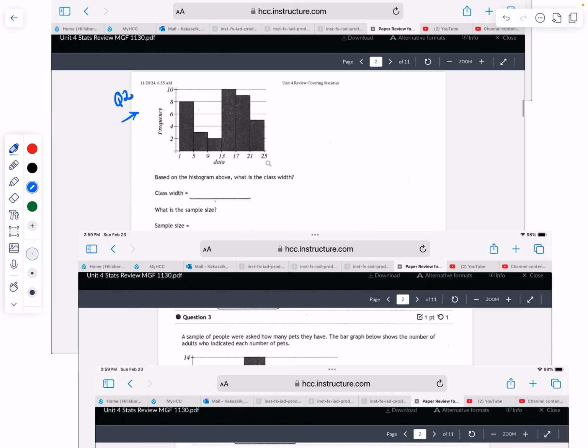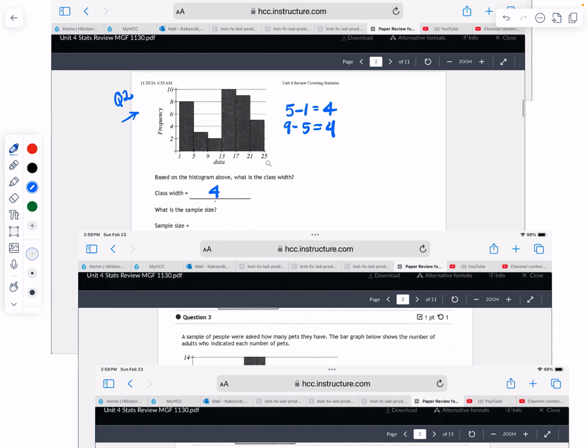Okay, so I'm trying to figure out how wide each of these histogram bars are. So if I look at the first one, it goes from 1 to 5. So if I subtract, I get 4. And I'm going to count that: 1, 2, 3, 4. And then it starts at 5. So again, if you do 9 minus 5, you're going to see that all the class widths are the same. They are 4. What is the sample size?